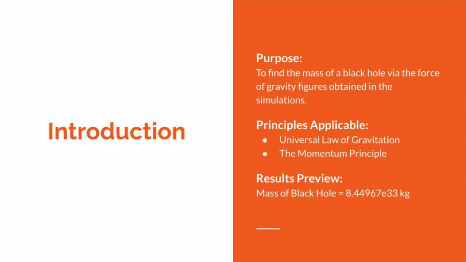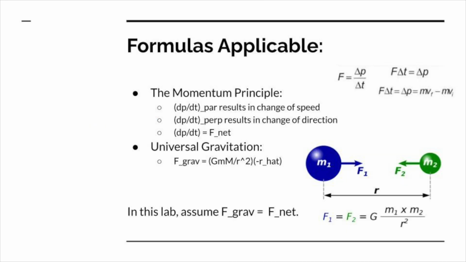The formulas applicable here are the momentum principle as well as the universal law of gravitation shown on the right. In this lab, we assume the force of gravity is equal to the net force, as it is the only force involved between our system and surroundings. The star's change of momentum is based solely on the force it experiences due to the gravity of the black hole.